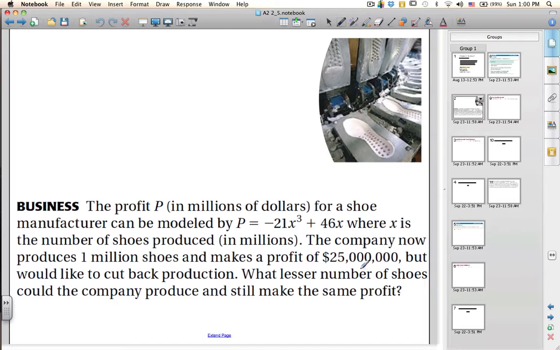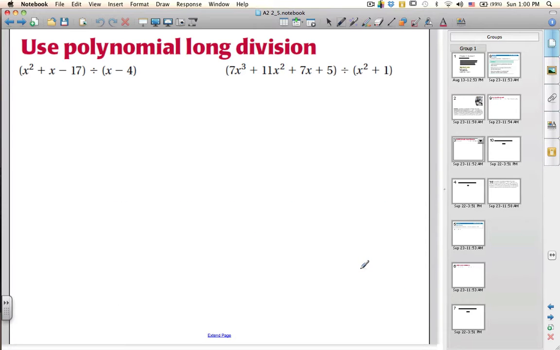Later in the lecture we'll go through how to solve this problem, but for now let's get into some of the skills that are necessary to do this. So we want to learn how to divide. We've already done adding, subtracting, and multiplying, and now we're going to work on dividing polynomials.